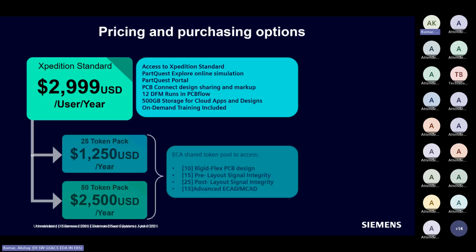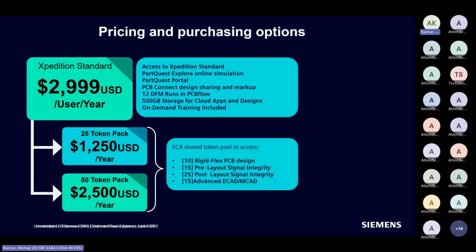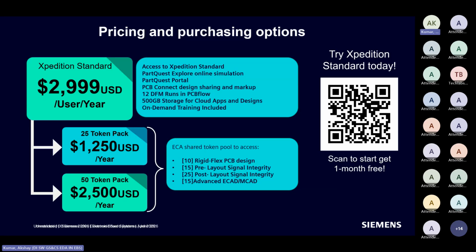Everything is inclusive. Now let's talk about token. If you're working on any rigid flex design, or on pre-layout or post-layout, or advanced ACAD MCAD collaboration, then this token comes into the picture. Otherwise, it is not mandatory. And if you want to start the trial today itself, you have 1 month free. Maybe you can scan this particular QR code in order to get your 1 month Expedition Standard trial activated today.